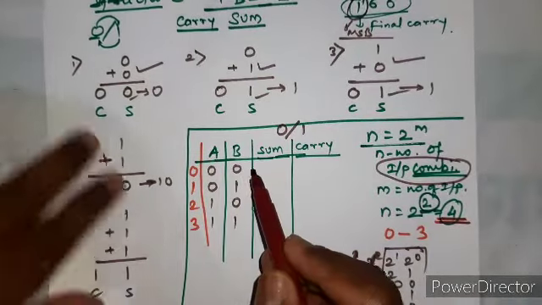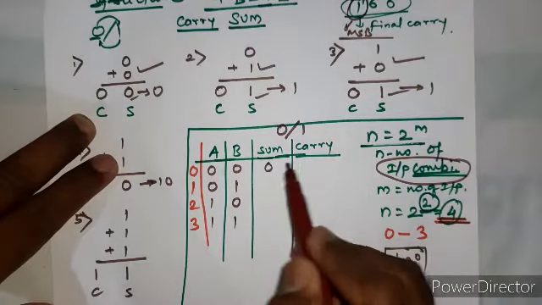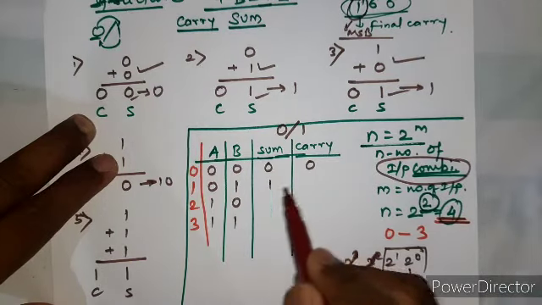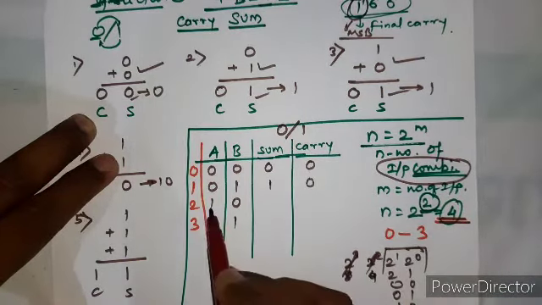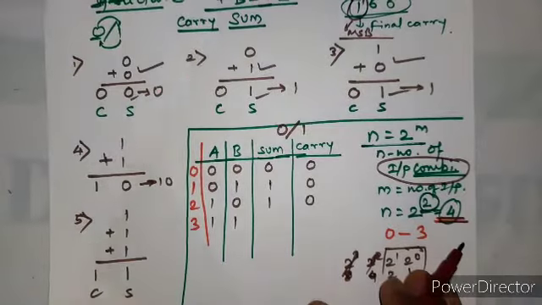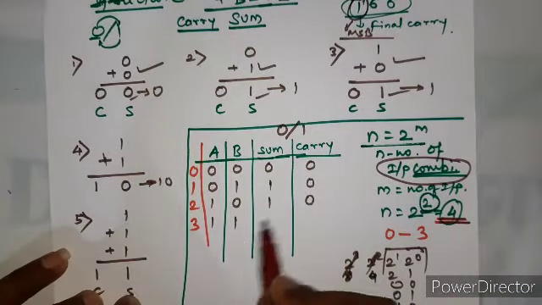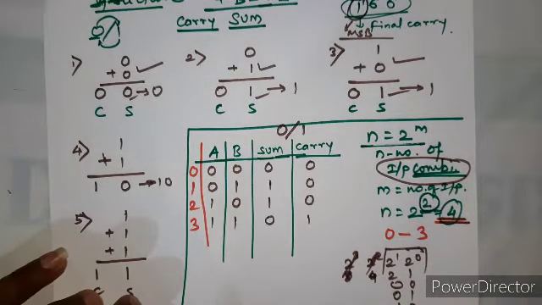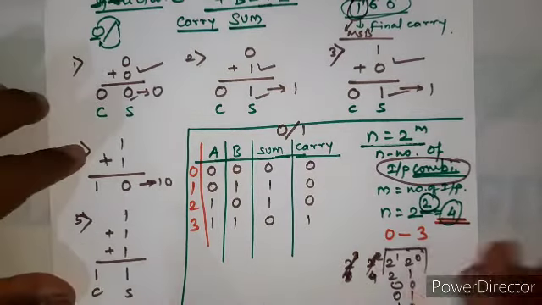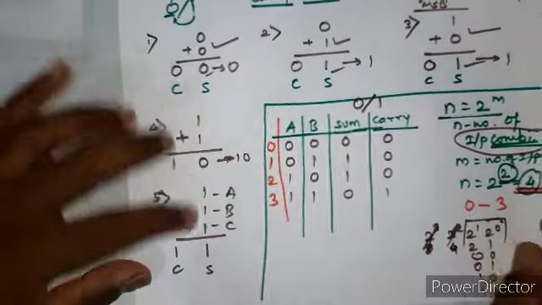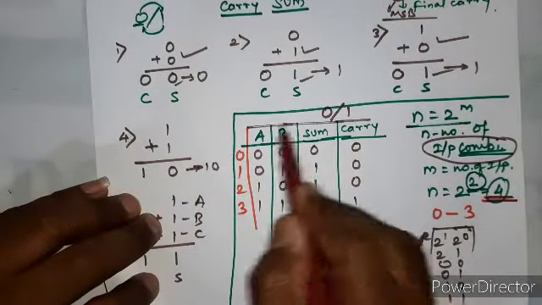So 0 plus 0, as this rule says, sum is 0, carry is also 0. 0 plus 1, sum is 1, carry is 0. 1 plus 0, sum is 1, carry is 0. And then what is different here, this input combination is 1 plus 1, sum is 0, carry is 1. So 111 is not taken here because 111 means we have 3 inputs A, B, C, but here we are having only these 2 inputs A and B.